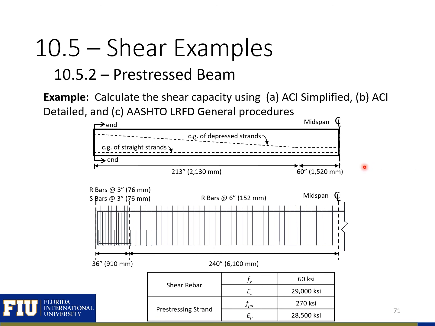Here you can see along the length elevation of the section, so you can see the location of our depressed strands, the center of gravity of our straight strands, and the location of our shear reinforcement. We have 6-inch shear reinforcement along the whole length and a denser spacing at the ends to handle all of the stresses from pre-stressing. We also have our material properties for our shear reinforcement and pre-stressing strands.